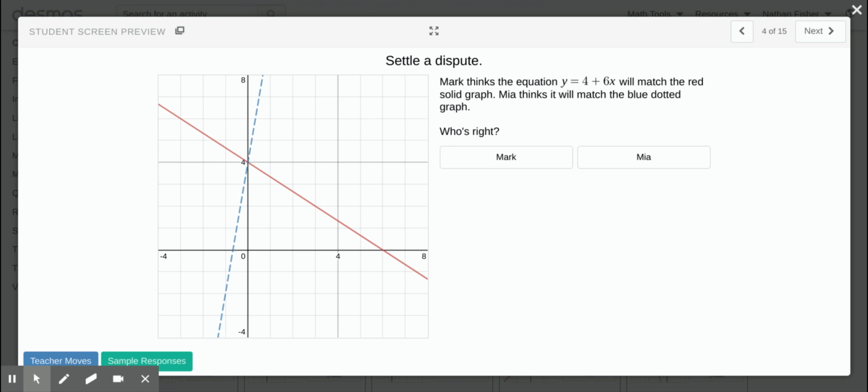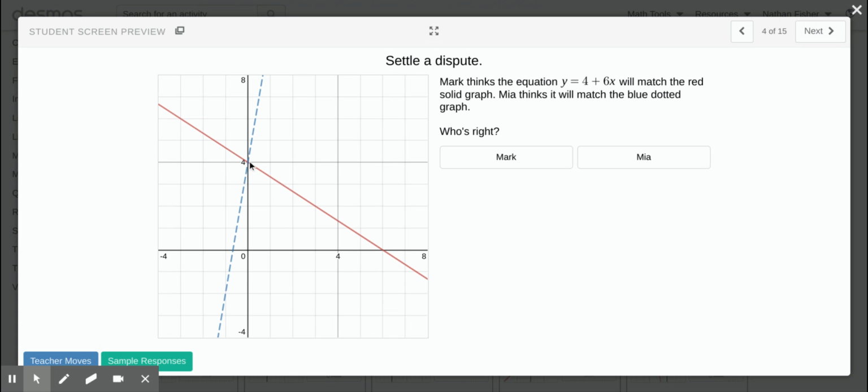Who's right? So even though they have this kind of flipped, this would be the b value, the number that's by itself. The number next to x would be the slope. So we know it's going to start up at 4. They both have that, though. From there, because this is positive, it would go up 6 and right 1.